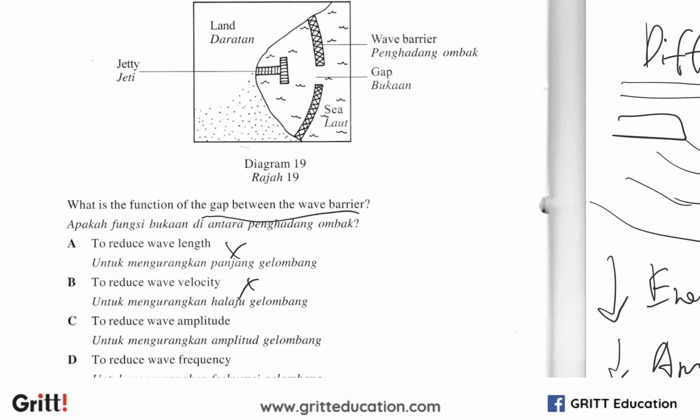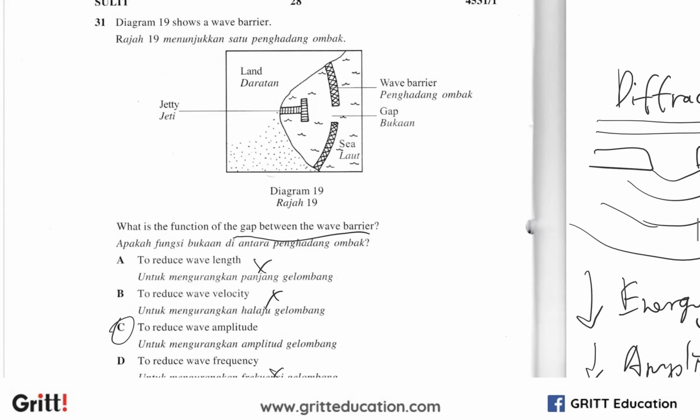And C, to reduce wave amplitude. So C is actually the answer, and D is not correct. Frequency is unchanged. So remember that it's used to reduce wave amplitude because you want to reduce the wave energy.